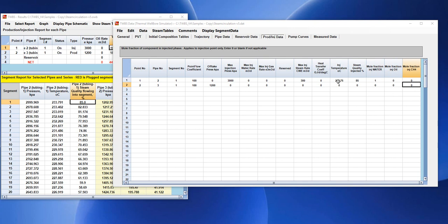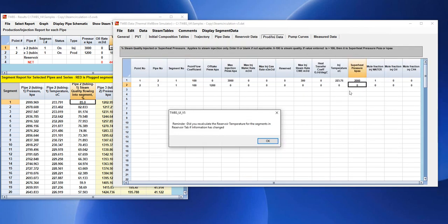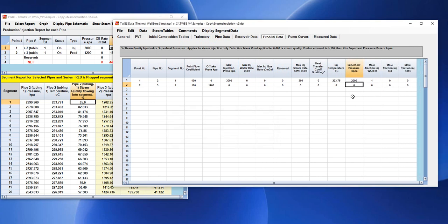For superheated steam, instead of steam quality, we will put a superheated pressure. For example, we put in 2000 as a superheated pressure, and if we go back to reservoir data and back to this, we would see this is a superheated pressure now. Thank you. This is the end of this tutorial.